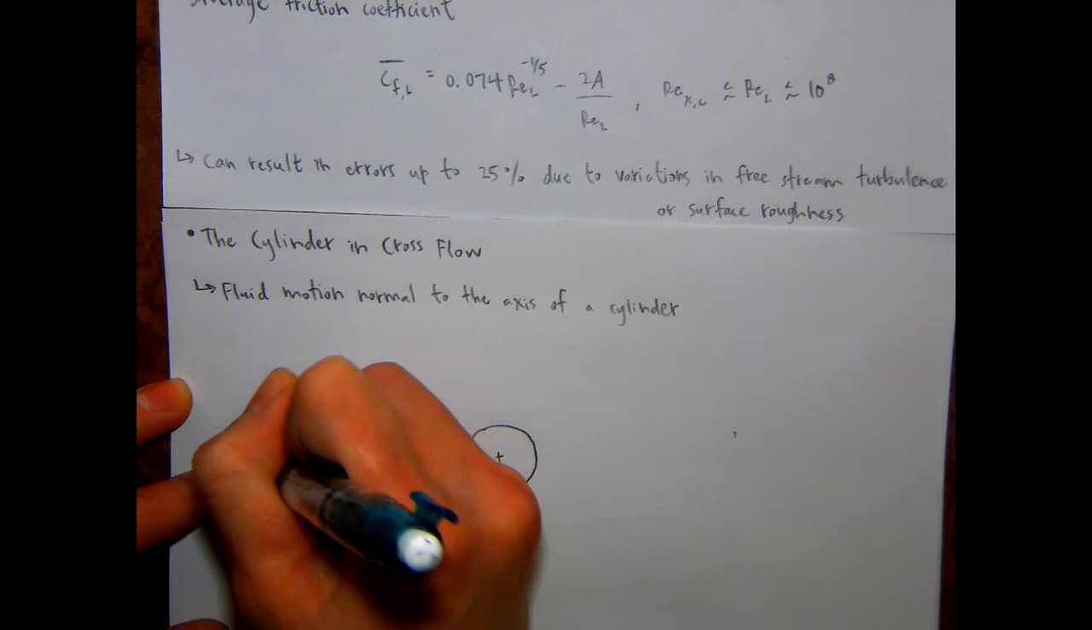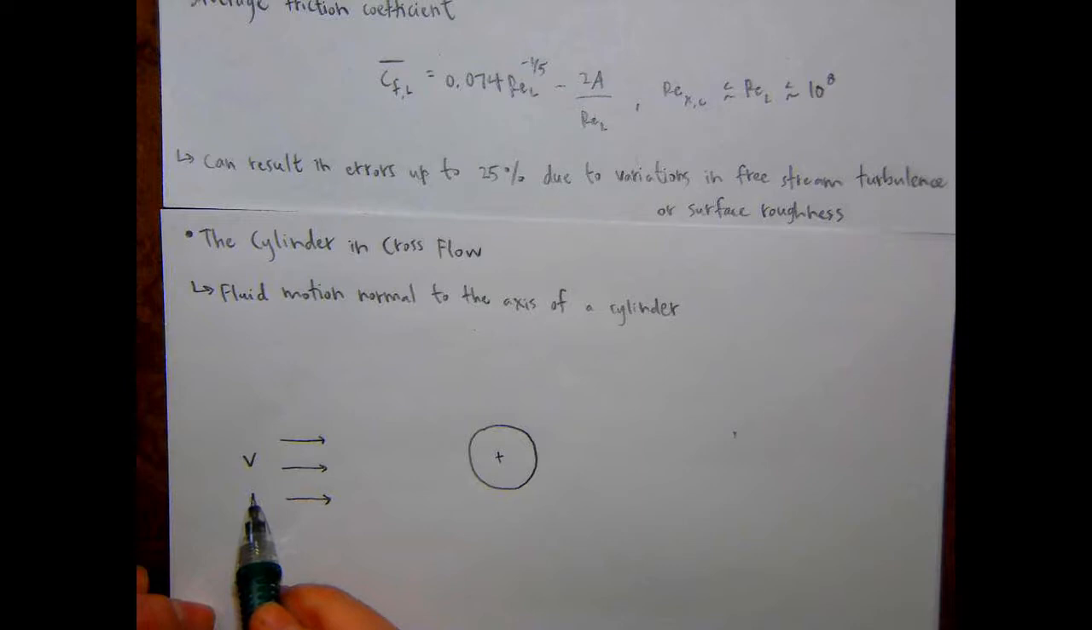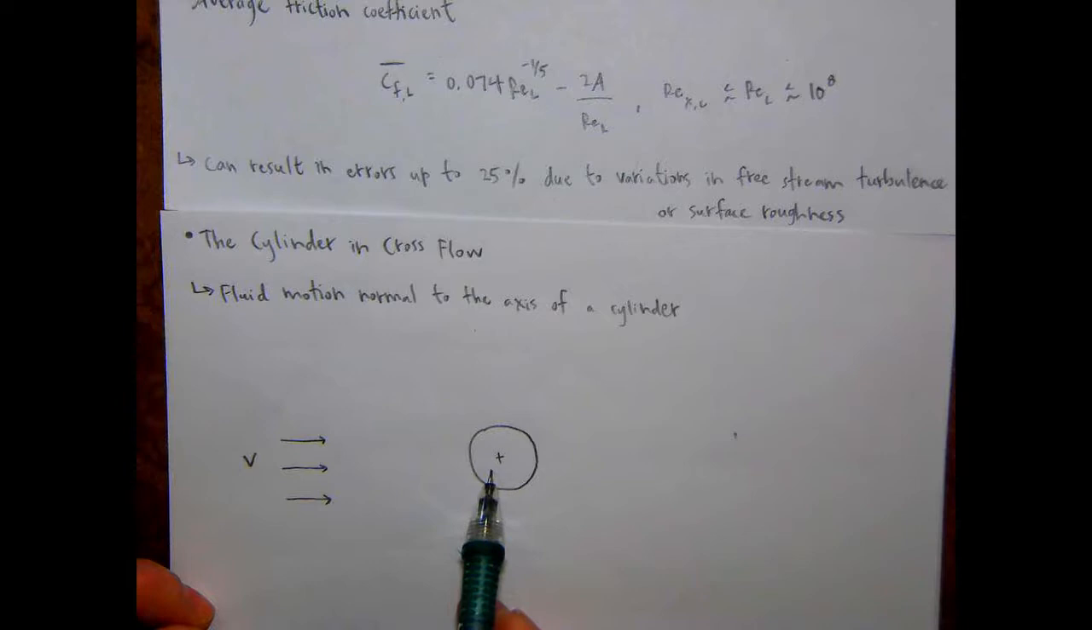V. And we're going to make a distinction between the upstream velocity, V, and the free stream velocity, U infinity, because the cylinder acts to slow down the velocity as it approaches it. So for a flat plate, U infinity and V were equivalent. The upstream velocity maintained its same speed as it flowed across the flat plate in the free stream, not in the boundary layer, but in the free stream. But here, the upstream flow is slowed down as it approaches the cylinder.